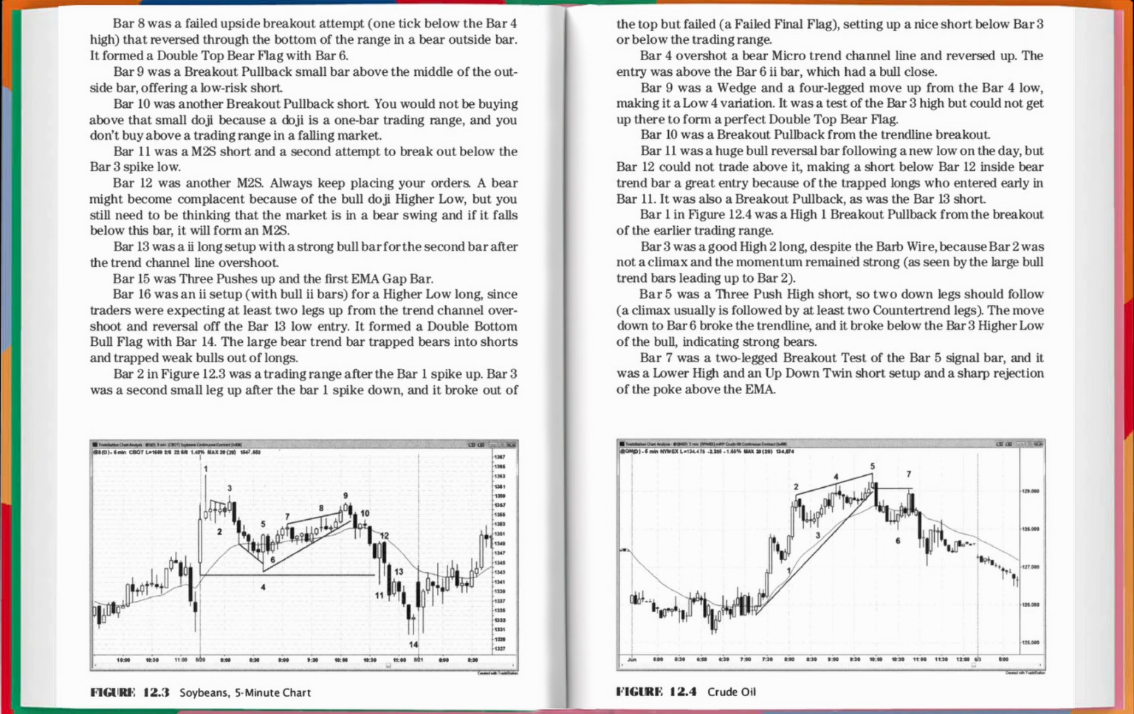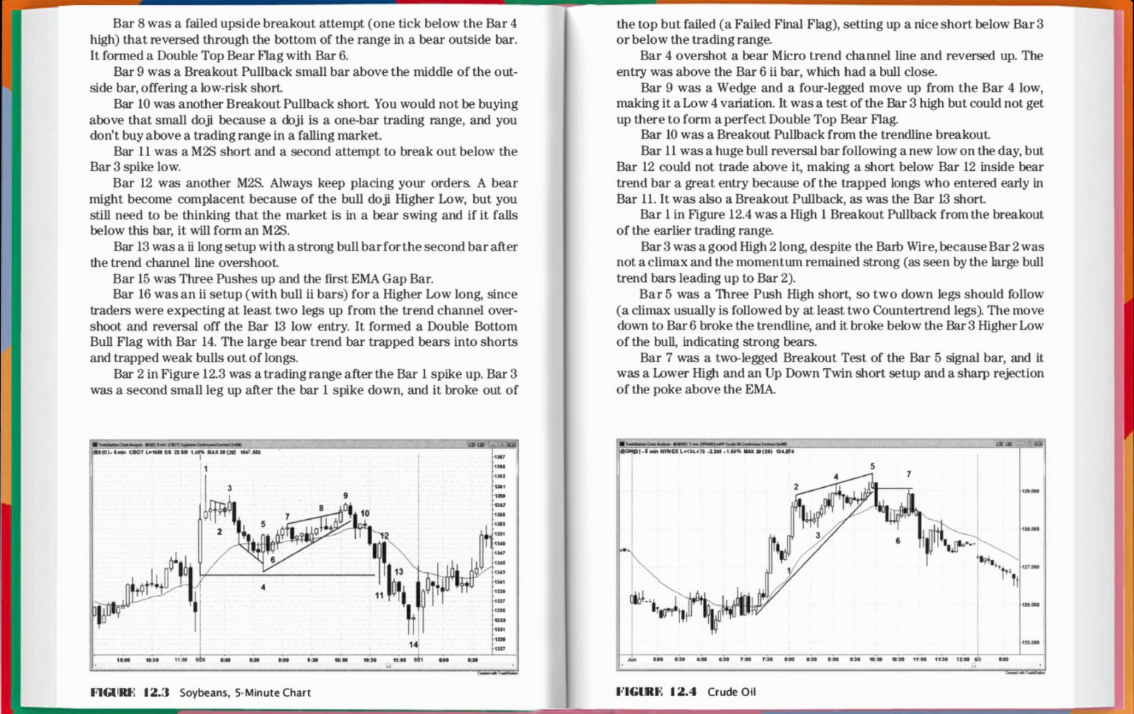Bar 9 was a wedge and a four-legged move up from the bar 4 low, making it a low 4 variation. It was a test of the bar 3 high but could not get up there to form a perfect double top bear flag. Bar 10 was a breakout pullback from the trendline breakout.